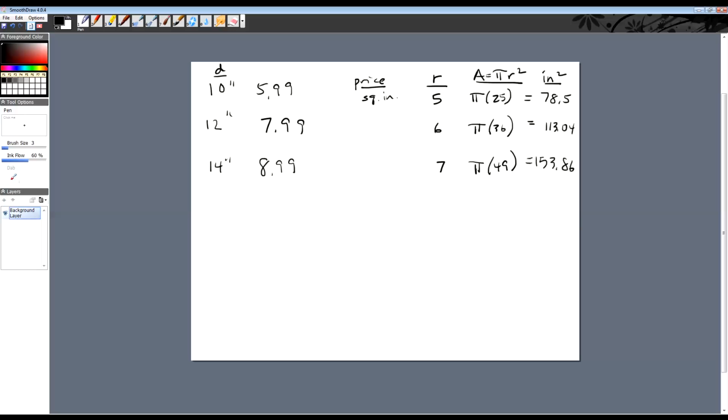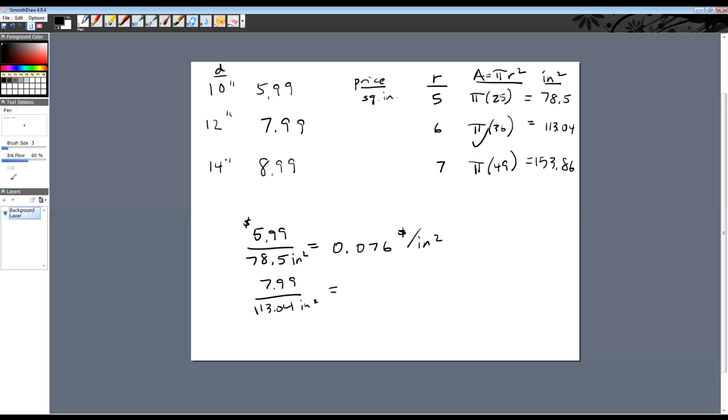So the 10-inch pizza would be $5.99 divided by the 78.5 square inches. So that's $5.99 for 78.5 square inches. This gives us $0.076 per square inch. The 12-inch pizza would be $7.99 for 113.04 square inches.